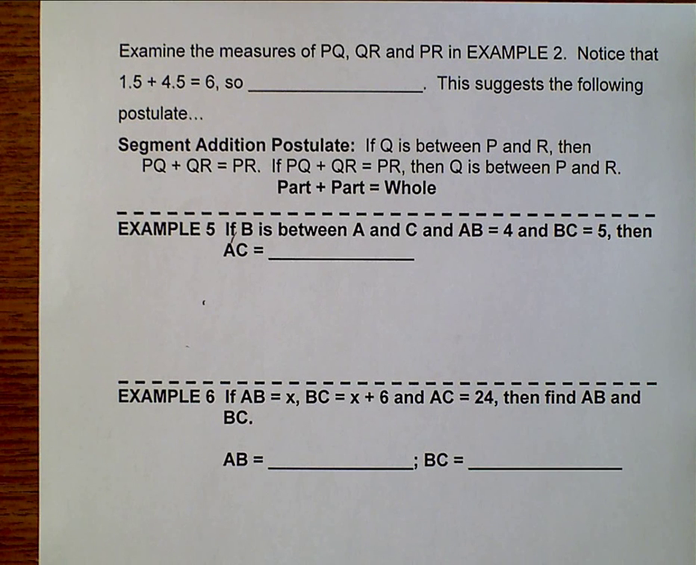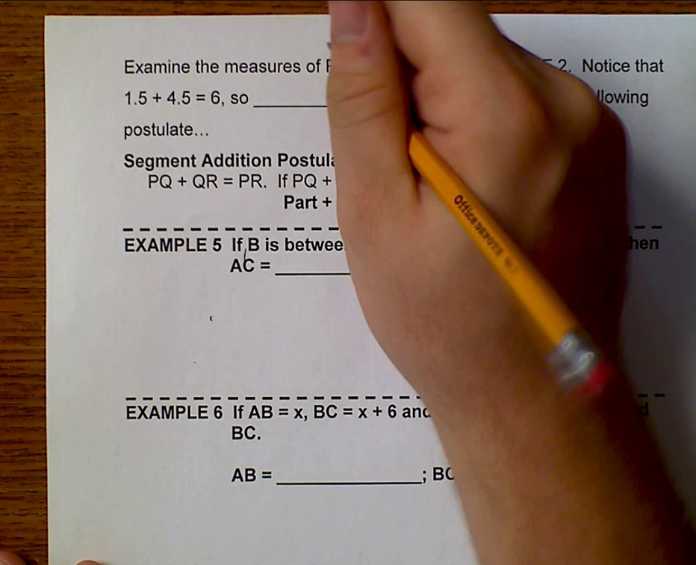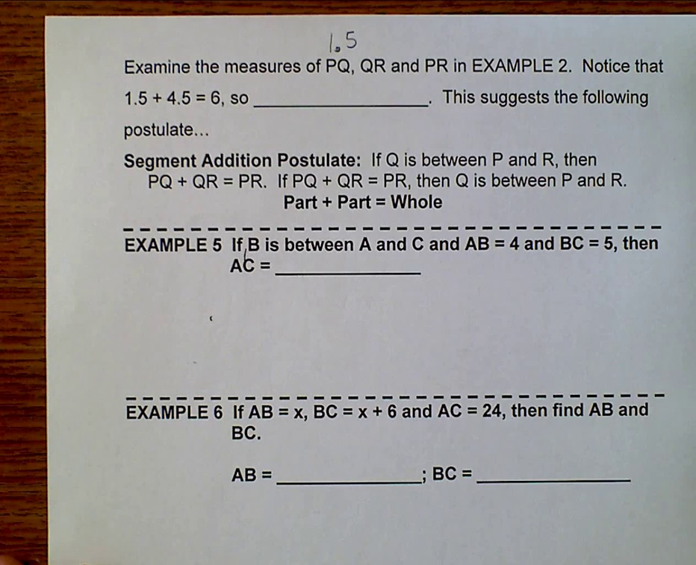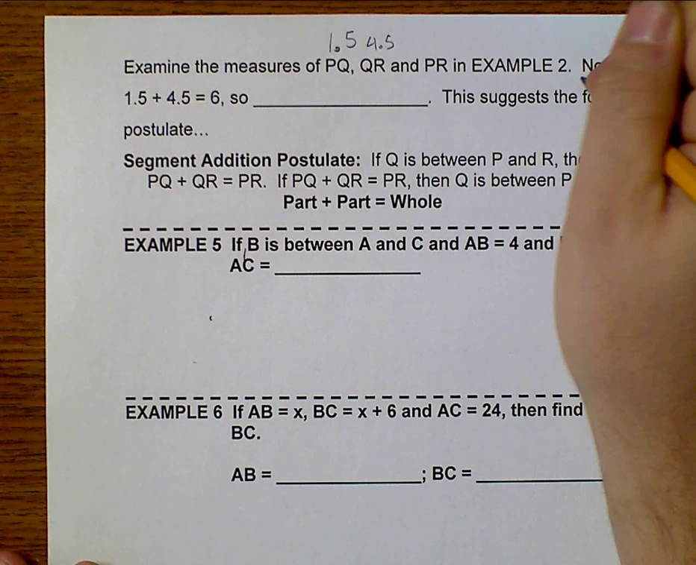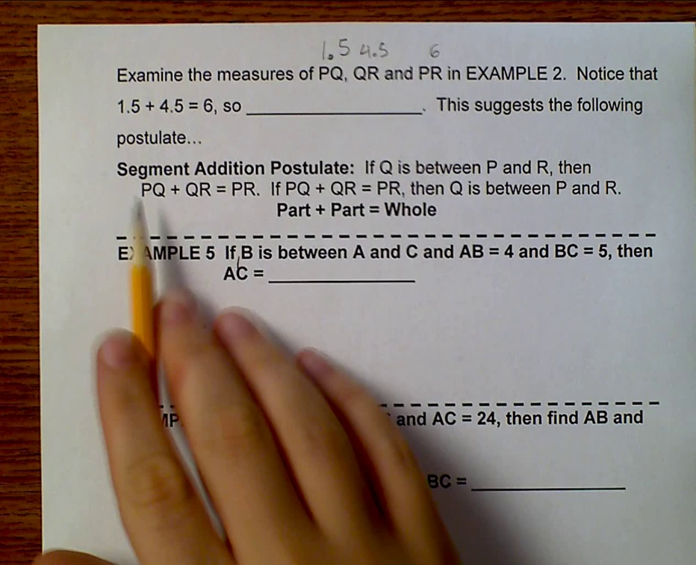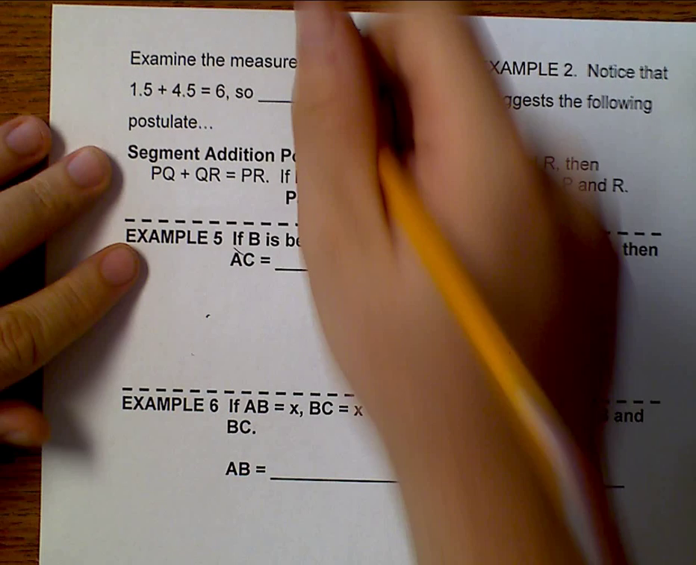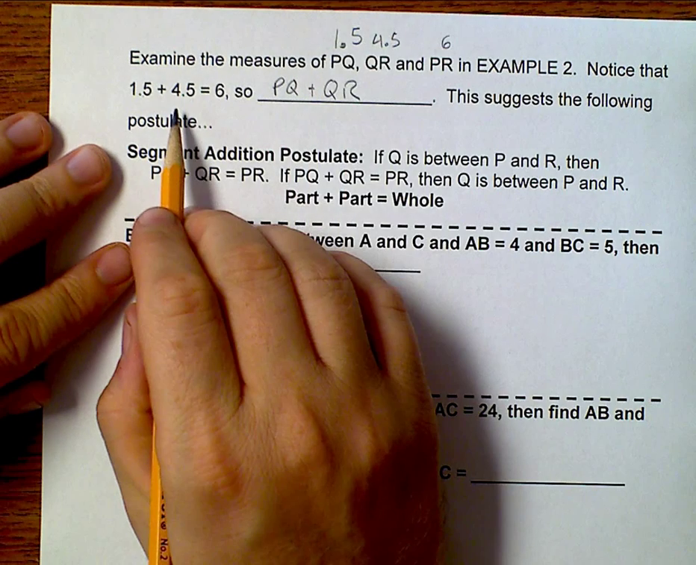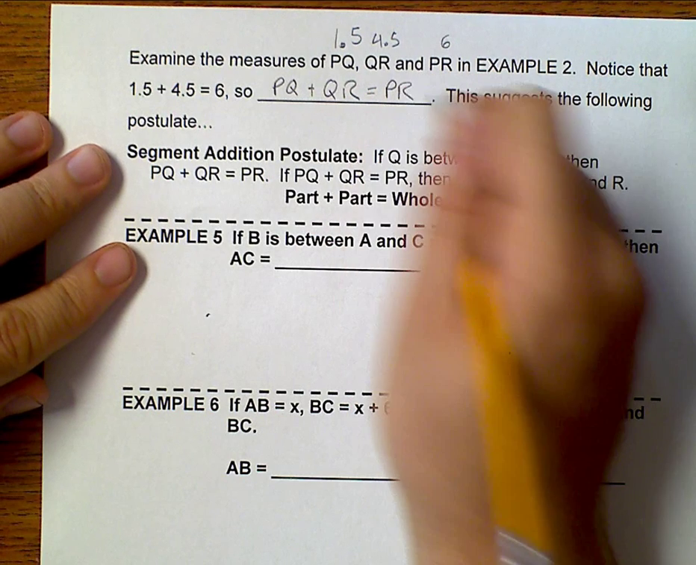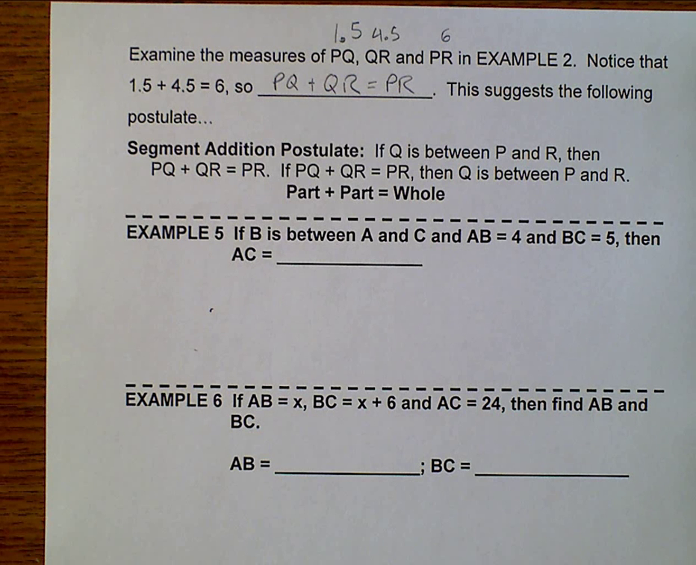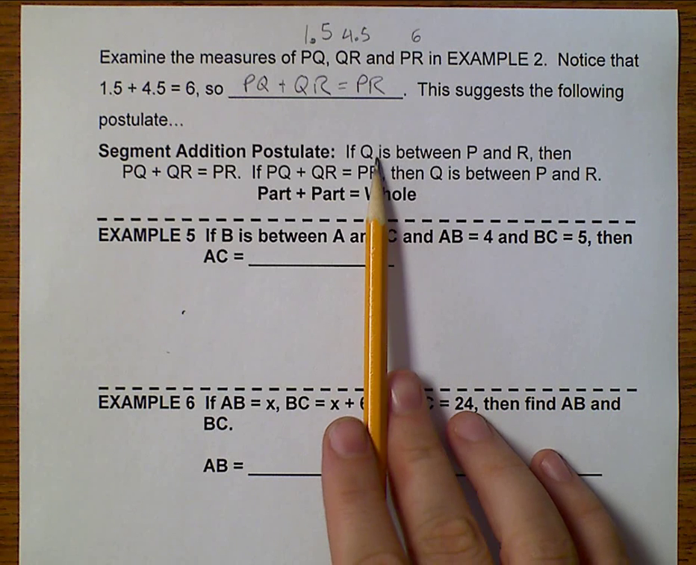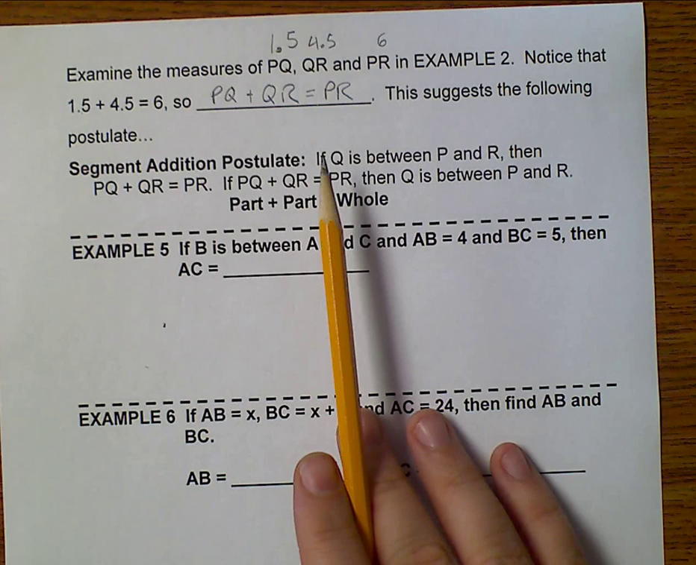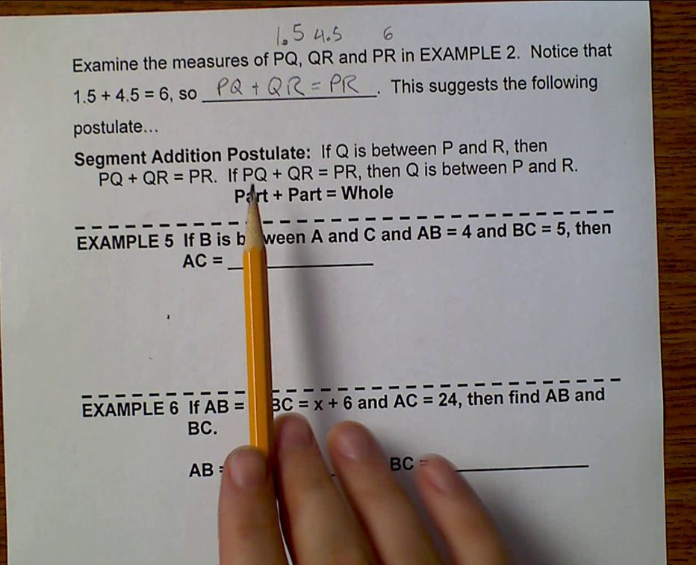Now over here it says to examine PQ, QR, and PR in example number 2. Well, PQ was 1.5. QR was 4.5. And PR was 6. And 1.5 plus 4.5 equals 6. So that means that PQ, which was 1.5, plus QR, which was 4.5, equals PR, which was 6. And that gives us what we call the segment addition postulate. It's basically, if I have a straight line, and Q is between P and R, then PQ plus QR equals PR. Or part plus part equals whole.